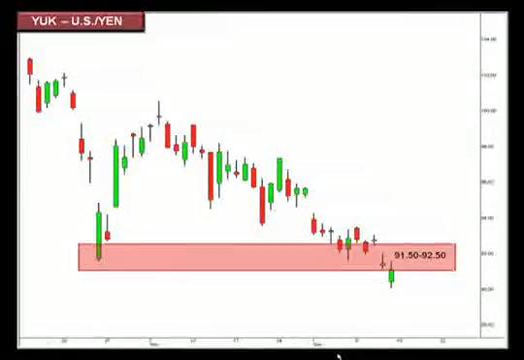We were looking at the 91.5 to 92.5 focal zone as being an important area of support for the YUK, the US versus the Japanese yen. Although momentum appears to support a further decline in this pair value, at this stage we are expecting some form of consolidation within this range. The 88 to 89 box represents the next logical target to the downside should the US dollar weaken further against the yen.